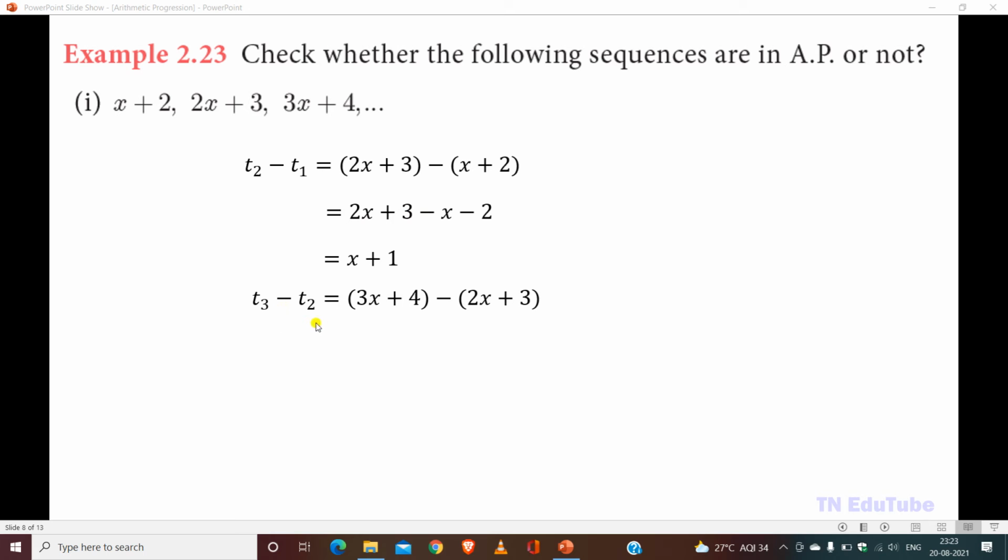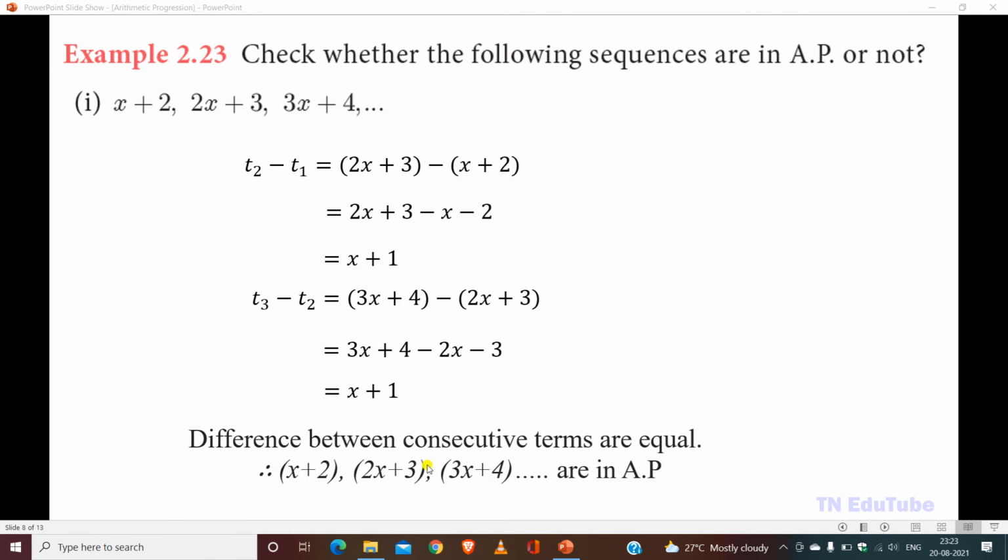Similarly, T3 minus T2. T3 is 3x plus 4 minus 2x plus 3. When you change the sign inside, you get 3x plus 4 minus 2x minus 3. So what is 3x minus 2x? X. And 4 minus 3, you get 1. So here also you get x plus 1. So T2 minus T1 is equal to T3 minus T2. So the difference between consecutive terms are equal. Therefore, the given sequence are in AP.